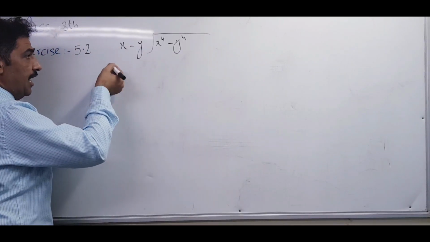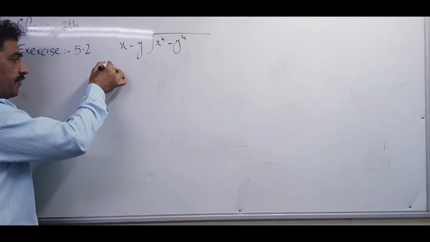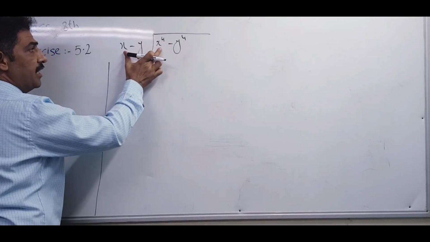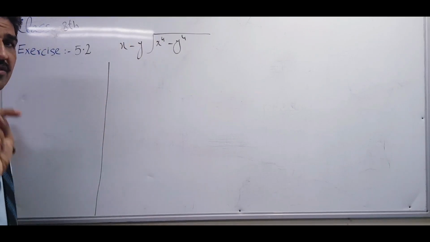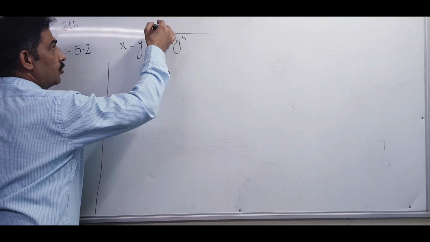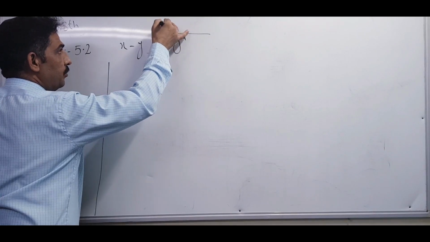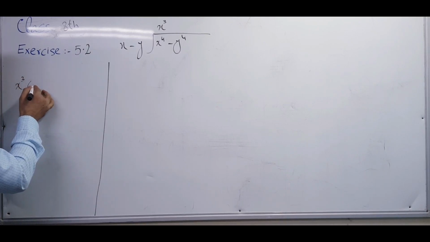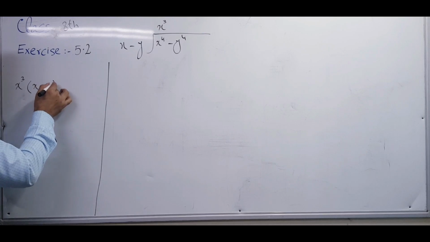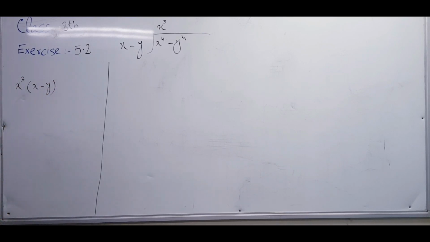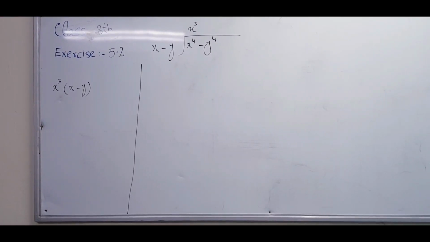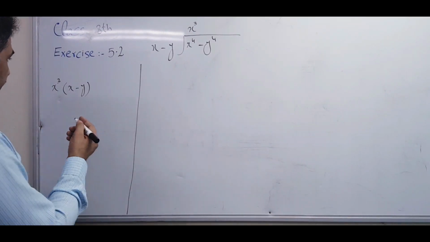First, as you know, make the first term equal with the first. Here, how much is the difference? Here 4, and here 1. The difference is x cube. So we will write here x cube, and multiply x cube by the first x minus y. Multiply by x minus y.